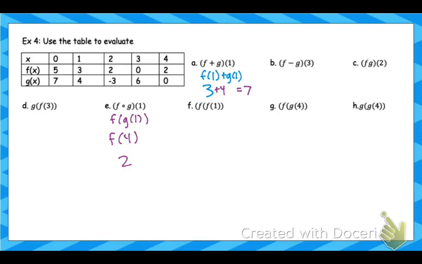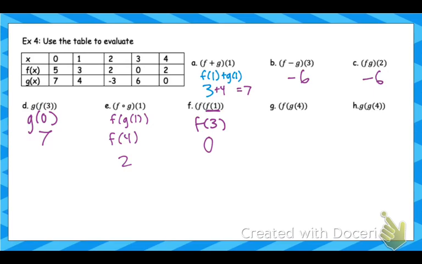All right, f minus g of 3 means f of 3 minus g of 3. So that's going to be negative 6. F times g of 2, that's going to be 2 times negative 3, which is also negative 6. G of f of 3. So f of 3 is 0. G of 0 is 7. F of 1. So f of 1 is 3. F of 3 is 0.